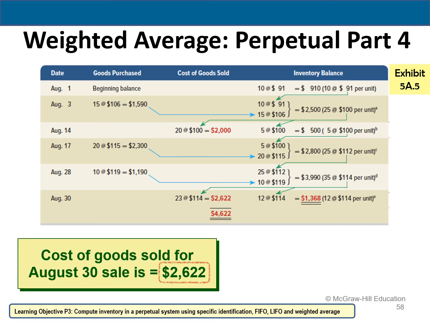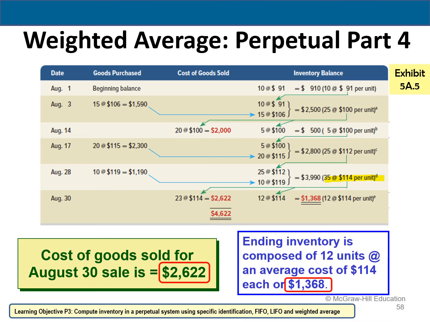Then if I'm computing the cost of goods sold for the August 30th sale, I'm going to take my 23 units times my $114 per unit, which is what I calculated the average cost to be after my 28th purchase. So 23 units sold times the $114 weighted average gives me cost of goods sold of $2,622. And then my ending inventory is going to be the 12 units that remain times that same $114 per unit.